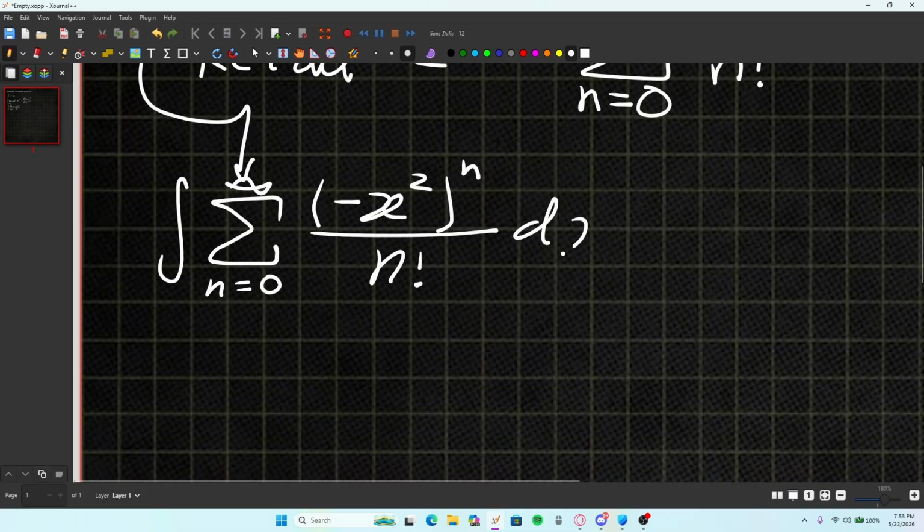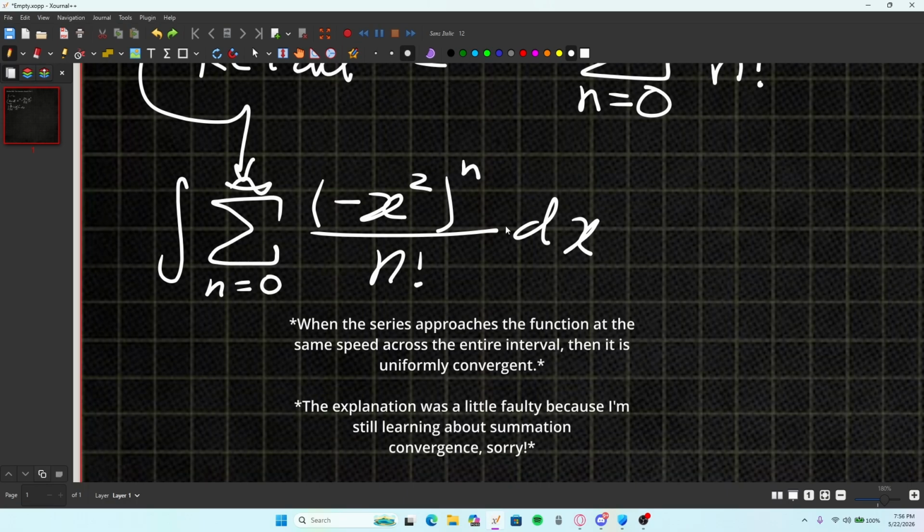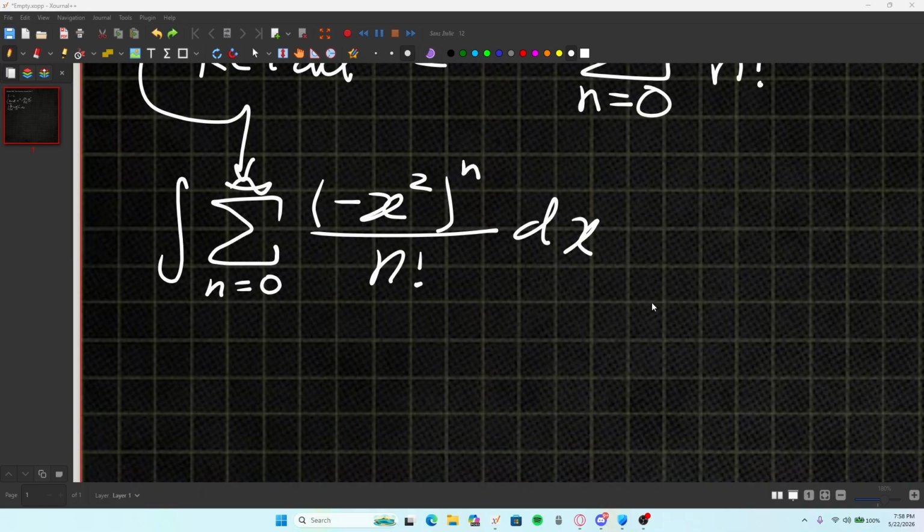Don't forget your dx. Now, there's something I would really love to do that would make my life so much easier, and it would be to swap the sum and the integral signs. But we cannot do that until we prove that the sum is uniformly convergent. What is uniform convergence? It just means that if you take the partial sum of this summation and you keep adding enough terms, then the error between the series and the actual function can be made small everywhere on an interval. Let's prove its uniform convergence.